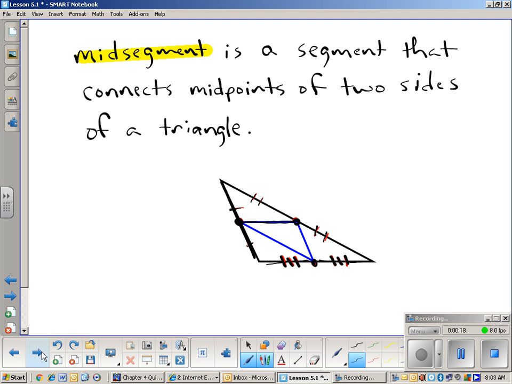Definition of mid-segment. We said this is a mid-segment because it connects the midpoints of these two sides of this triangle. This is a mid-segment because it connects the midpoints of these two sides of the triangle. And this is a mid-segment because it connects the midpoints of these two sides of the triangle. So those once upon a time blue lines in there are the mid-segments of that triangle.